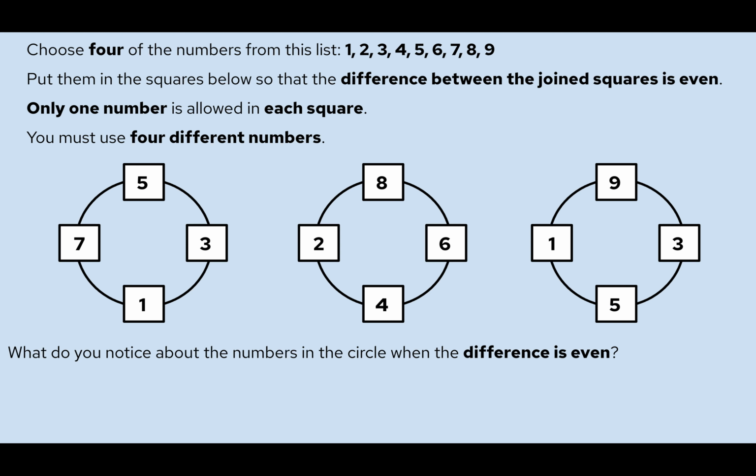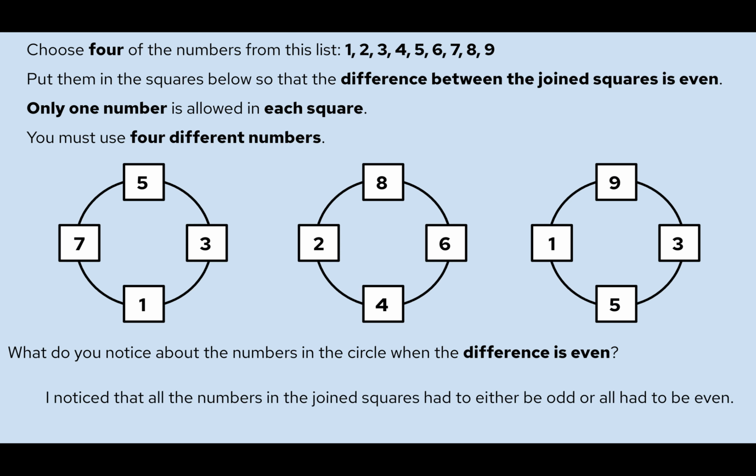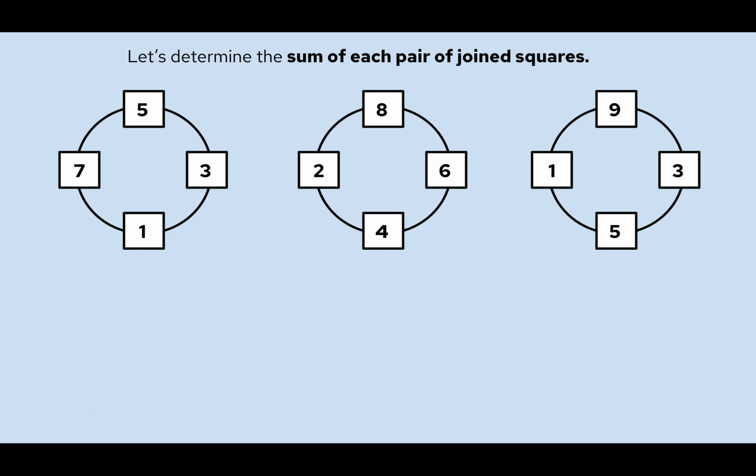And what do you notice about the numbers in the circle when the difference is even? Again, pause the video. And I noticed that all the numbers in the joined squares had to either be all odd or all of them had to be even. These are all odd, even, odd. Then the difference would always be even.